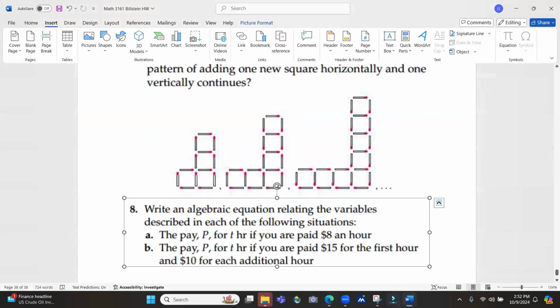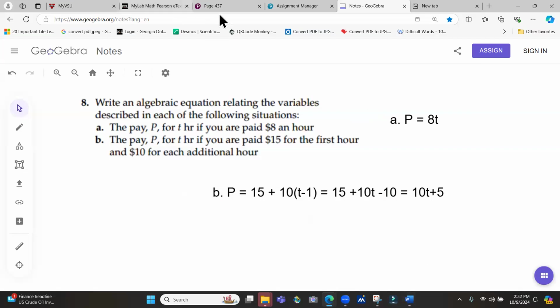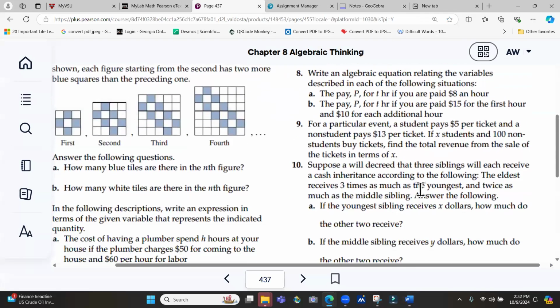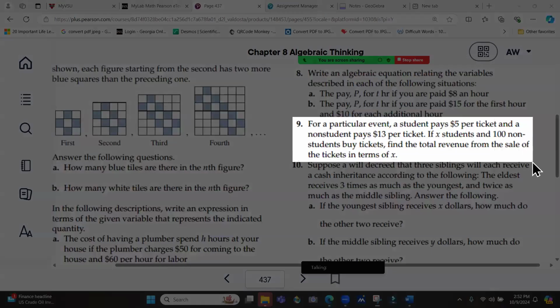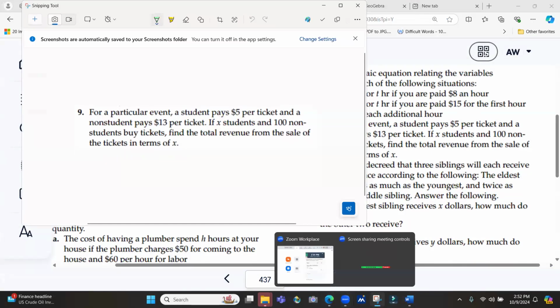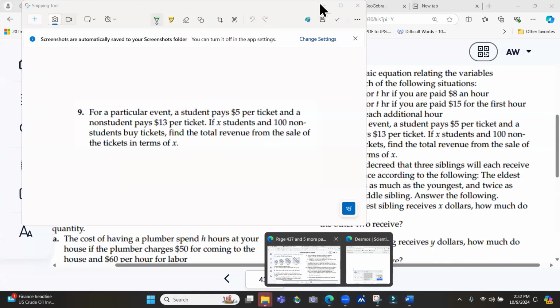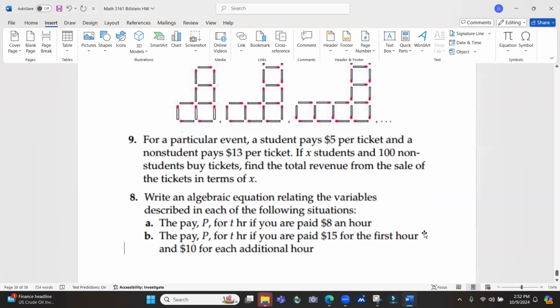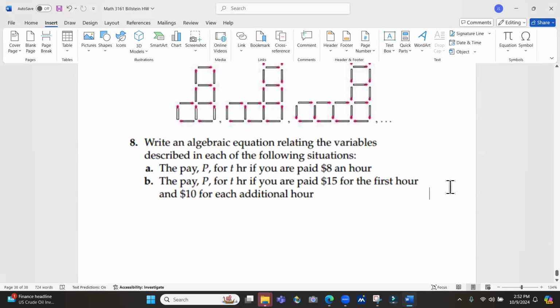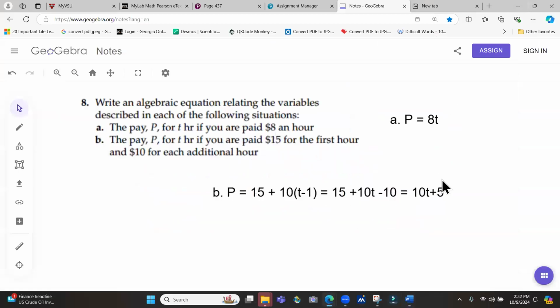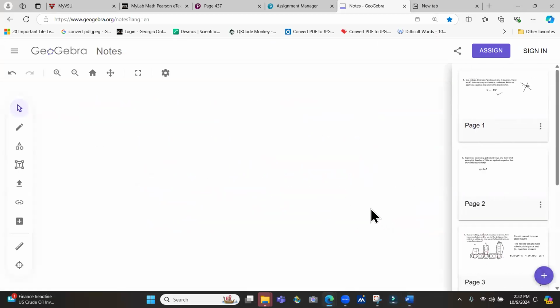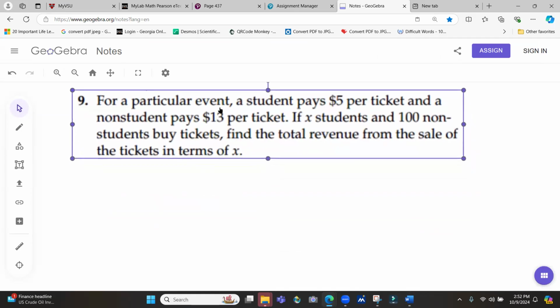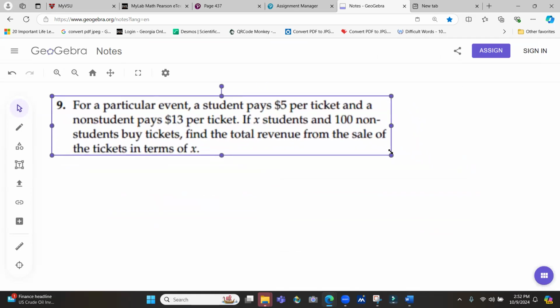Let's do number 9. I don't think this is too difficult. Number 9. So when you do algebra, it's very important to read the problems very carefully. Just like I missed the odd, I just inserted the word odd and the whole thing was off.